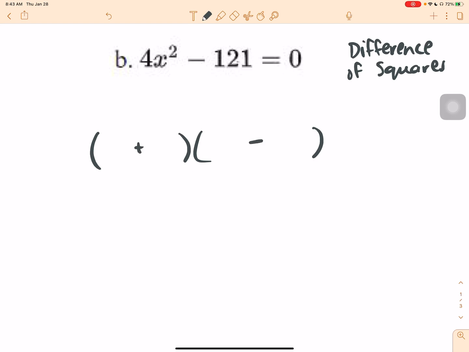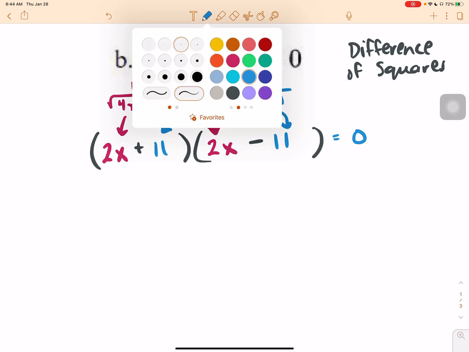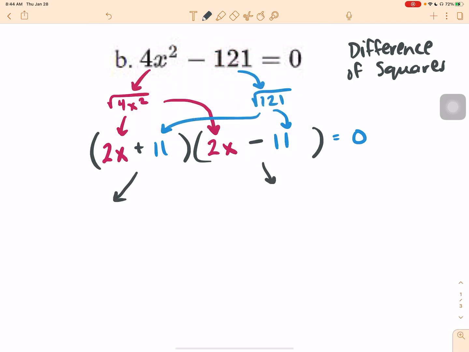Okay? So what we do is we take the square root of the first term, and that goes in each of the first spots there. So the square root of 4x squared is just 2x, because 2x times 2x is 4x squared. And then we take the square root of this term and put that in each of these places here. The square root of 121 is 11. Okay, so then this is equal to 0. So now we can split it and use the zero product property to find my x-intercepts. So it's all nice and factored now.